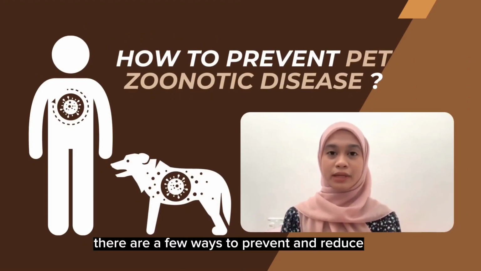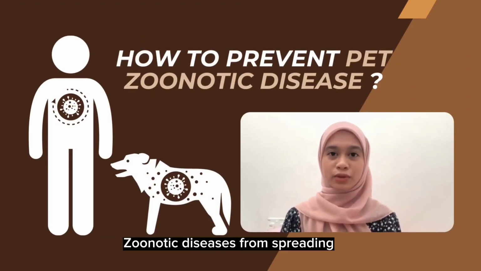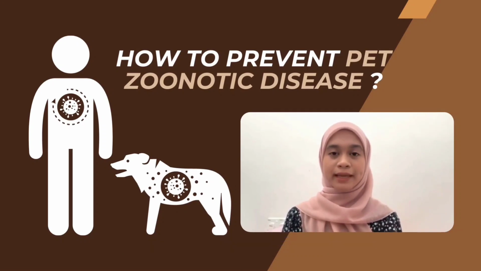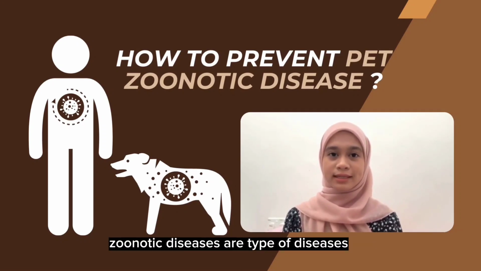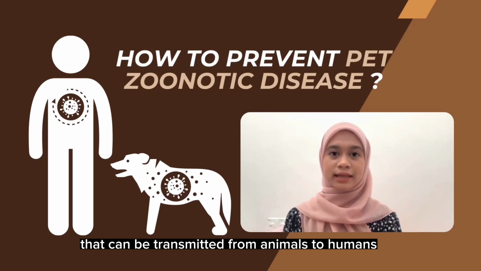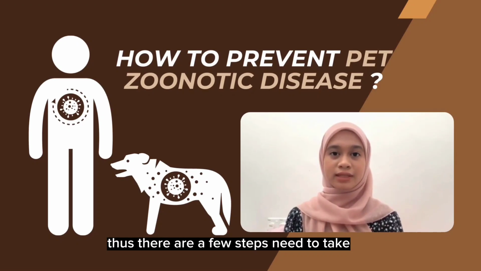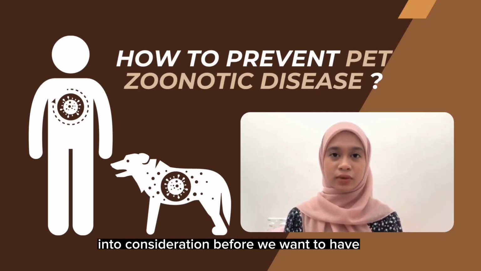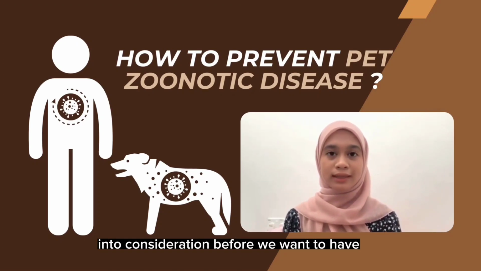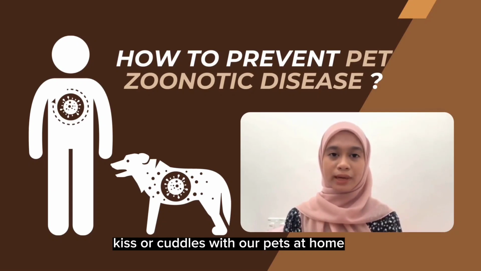There are a few ways to prevent and reduce zoonotic diseases from spreading. As we all know, zoonotic diseases are a type of disease that can be transmitted from animals to humans and vice versa. Thus, there are a few steps we need to take into consideration before we hug, kiss or cuddle with our pets at home.